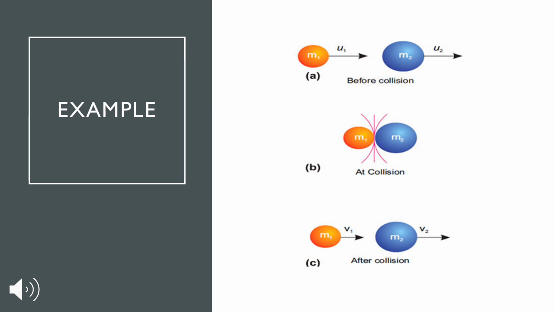Here is a quick example of the conservation of momentum. You see with A, it's the two objects before collision, B at collision, and C after the collision. Notice how with points A and C, even though momentum is distributed differently, it is the same, and that is an illustration of this law.